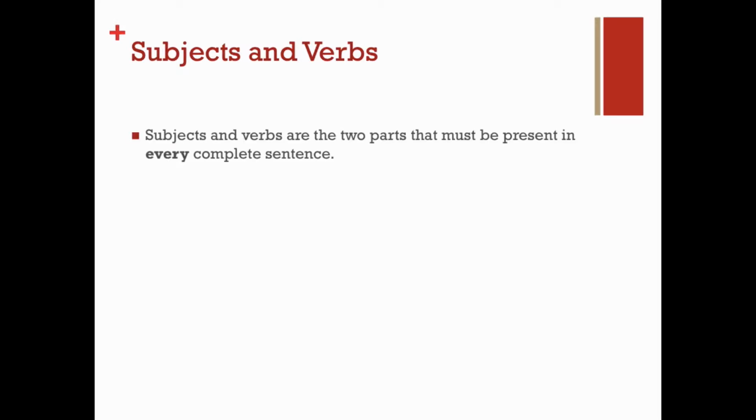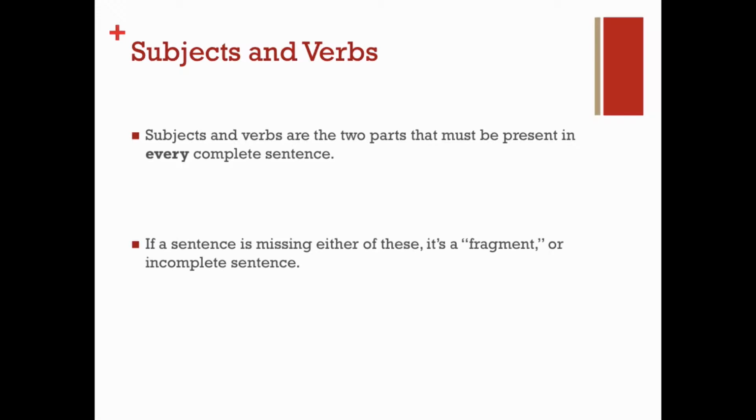So when it comes to understanding subjects and verbs, it's very important to note that a subject and a verb must be in every complete sentence. And I'll talk to you a little bit more about where they appear and in what order they appear. But just make sure that you kind of get married to the idea that in order for a sentence to be complete, it has to have a subject and a verb.